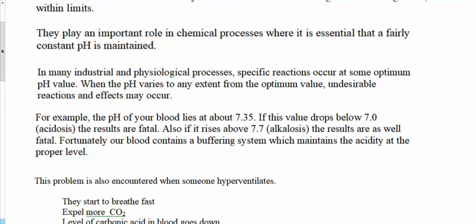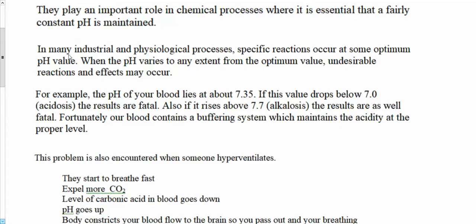An example near and dear to us is the pH of our blood. It's about 7.35. If it drops below 7, the results are fatal. Not immediately, but a day of this would put you in the hospital. If it goes above 7.7, the same thing is probably going to happen. Within a day, you'll end up in the hospital. And our blood has a buffering system.